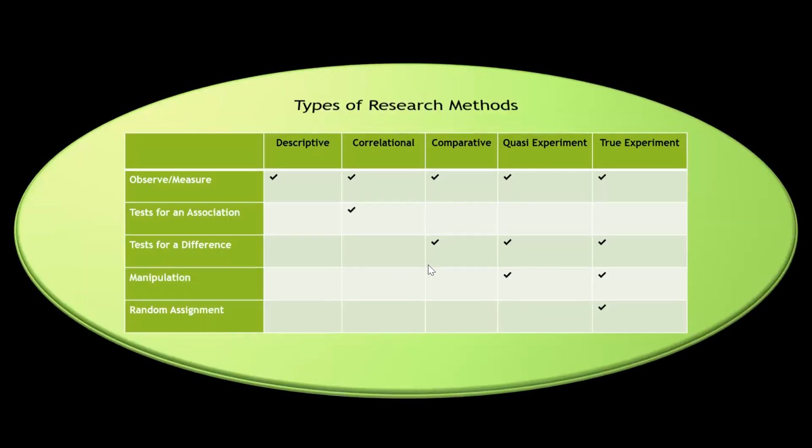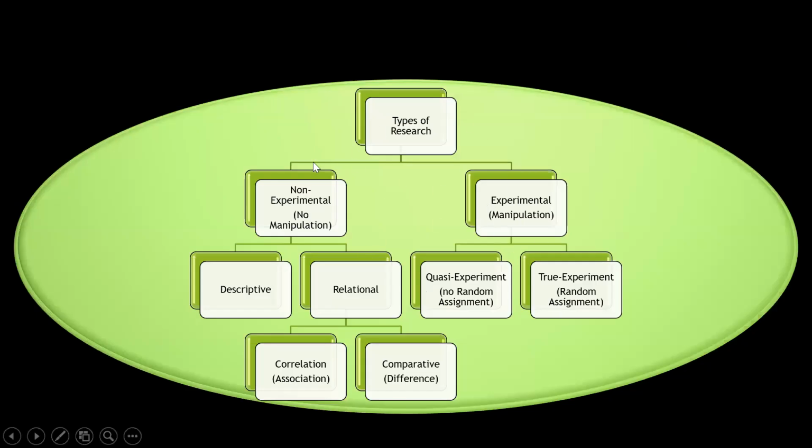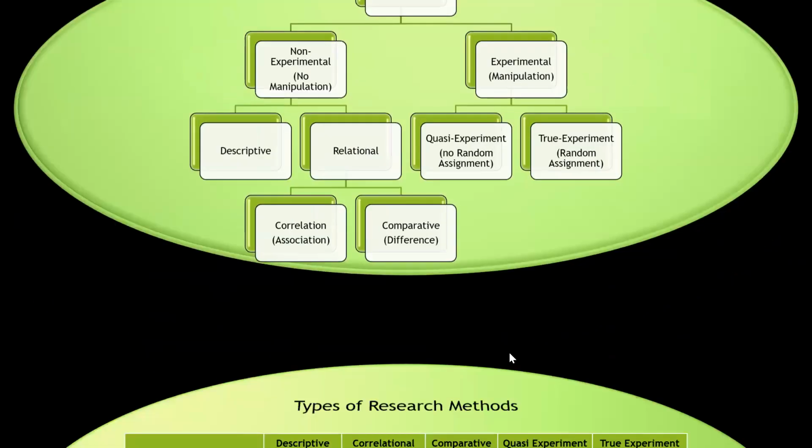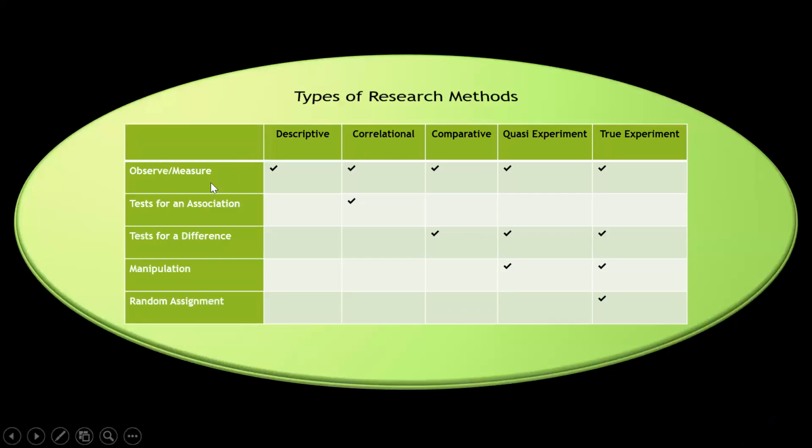This chart is showing the same thing as this little hierarchical diagram, except it just displays it in a different format. So if you're using the descriptive method, all you do is observe. If you're using the correlational method, you're observing, you're measuring, but you're also looking for an association. Is there a relationship, a correlation between height and weight, study time, and grades?